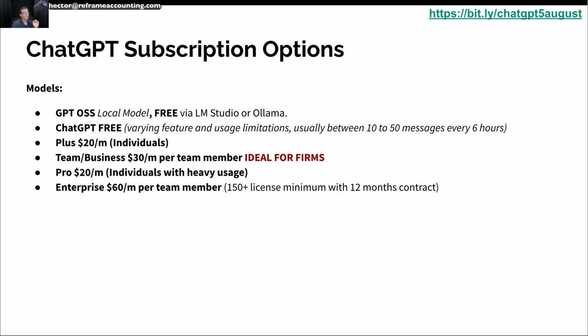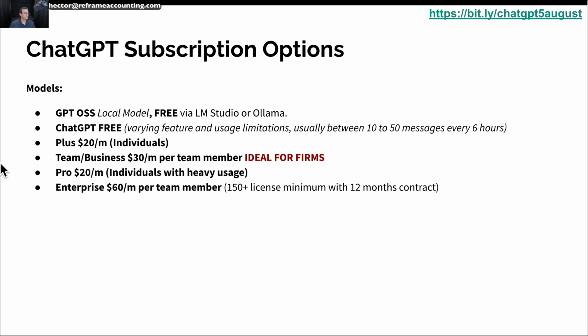And then up to 50 messages for their lower editions, and then you could be throttled, or literally told to come back in 6 hours. Now, the Plus edition is $20 a month. That's great for individuals that are using ChatGPT a little bit more. If you're using it for business, the Team edition is the most apt for firms, accounting firms, legal firms, whatever. That's $30 a month per team member. You have to have at least two users.